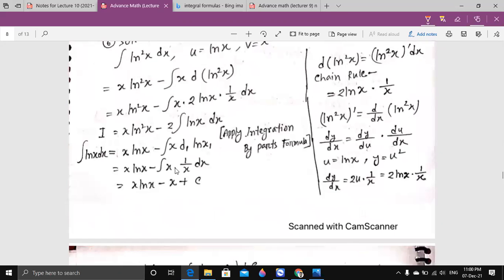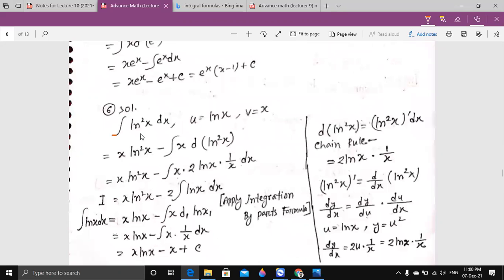How about number 6? We have the integration of ln squared x dx. So do you remember my formula?